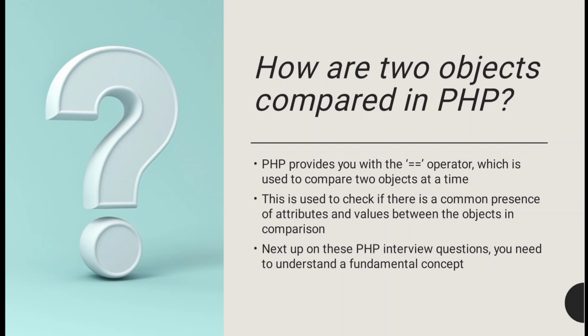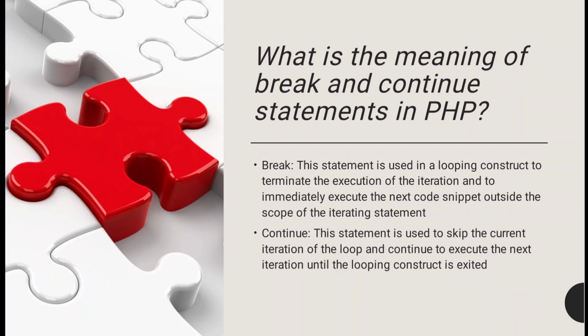How are two objects compared in PHP? PHP provides you with the double assignment operator, which is used to compare two objects at a time. This is used to check if there is a common presence of attributes and values between the objects in comparison. Next up on these PHP interview questions, you need to understand the fundamental concepts, so I suggest you go and study the fundamental concepts of PHP.